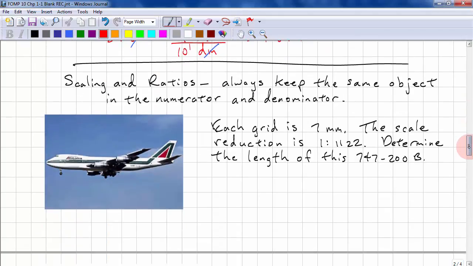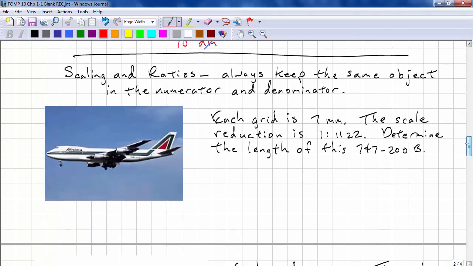Okay, let's do some applications with our unit conversions. Let's look at scaling and ratios. We always want to keep the same object in the numerator and denominator. I'm not going to make you use a ruler because printing this doesn't get it to scale all the time. So we're going to use grid units. Each grid unit is 7 millimeters. The scale reduction is given to you as 1 to 1122. Determine the length of this 747-200B.